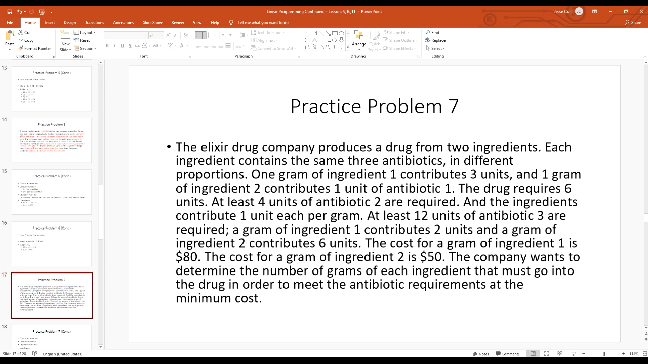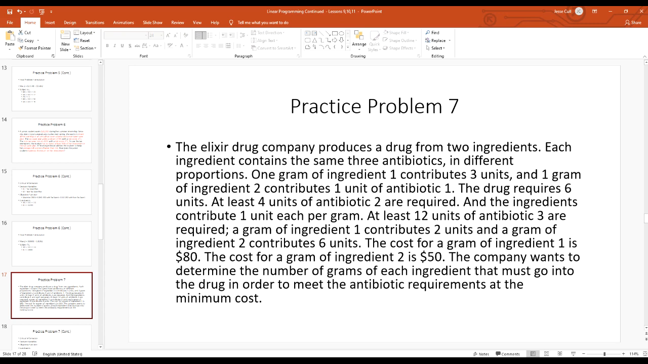The company wants to determine the number of grams of each ingredient that must go into the drug in order to meet the antibiotic requirements at the minimum cost. So, what we see in this problem is that the information is not really given to us in the universal, always identical format. Instead, it kind of changes things around, so we have to read clearly.